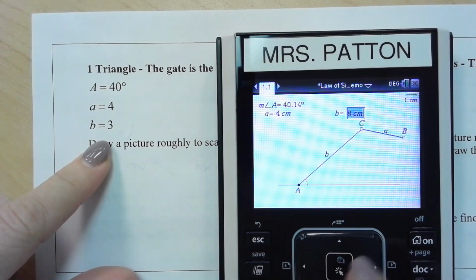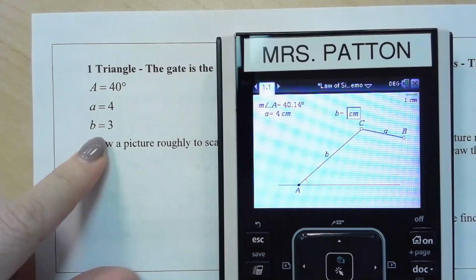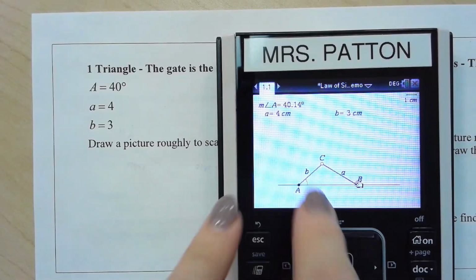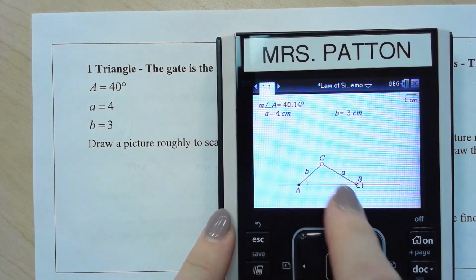Whoops, see if we can't change that. Perfect. We're going to make B 3. Okay, so I made my triangle really small, but that's okay. So I'm going to take point B again, and I'm going to swing it because it's the gate. It's the one that's movable. And when I bring it down to the ground, look at that, I've just created a triangle.